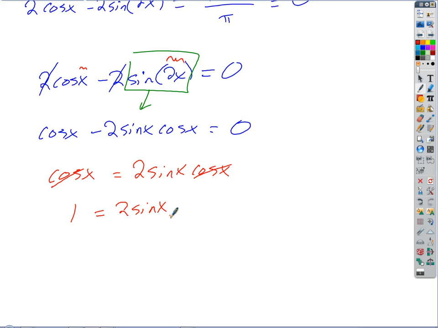Listen. On the right side, how many factors are there? 3. Including the 2, there are 3. I've got 2 times sine x times cosine x. So I can divide both sides by cosine x. If I multiply three things, real quick, what's 2 times 3 times 4?